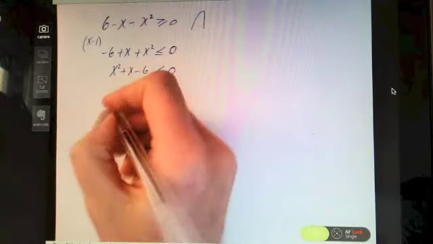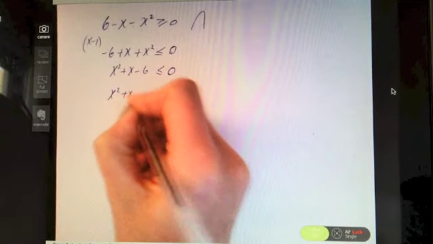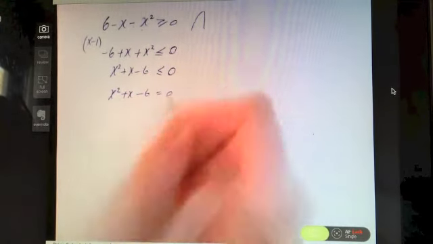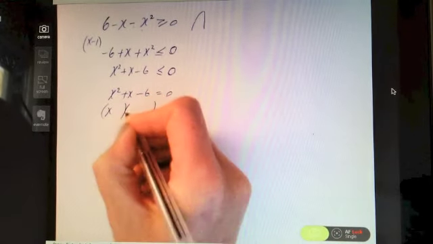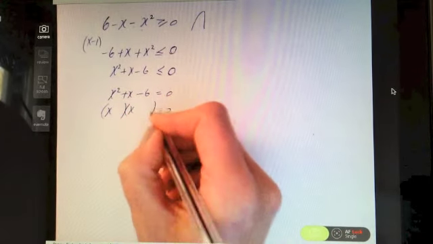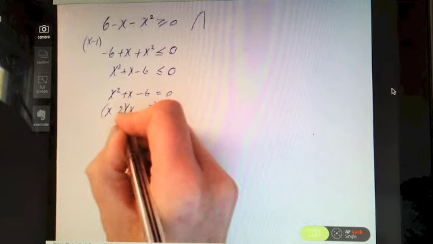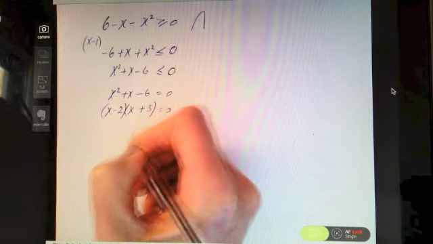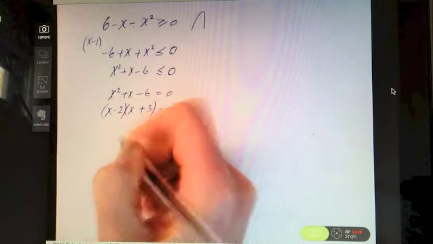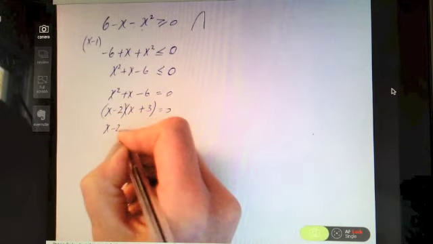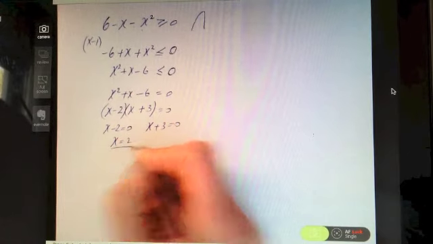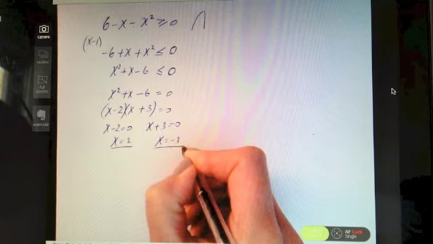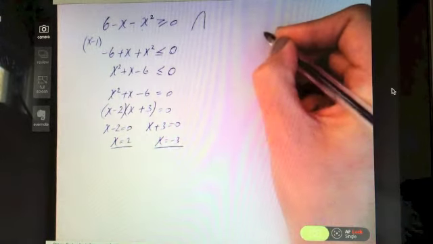First step, as always, is to find the roots. So we get x squared plus x minus 6 equals 0. And factorizing this, factors of 6 that would make plus 1 would be 3 and 2, a minus 2 and a plus 3. Okay? So that would be x minus 2 equals 0 or x plus 3 equals 0, which gives x equals 2 or x equals minus 3. Okay, so there's the roots.